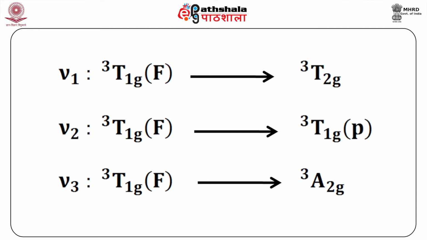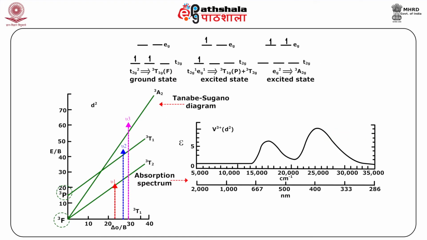Here is shown the Tanabe-Sugano diagram and the absorption spectrum for the d2 configuration. From the absorption spectrum, it can be seen that only two transitions are observed, corresponding to nu1 and nu2 at 17,800 and 25,700 centimeter inverse. The third band, nu3, lies at 38,000 centimeter inverse, which is out of the scale for the spectrum and is mostly overwhelmed by the charge transfer bands in that area.